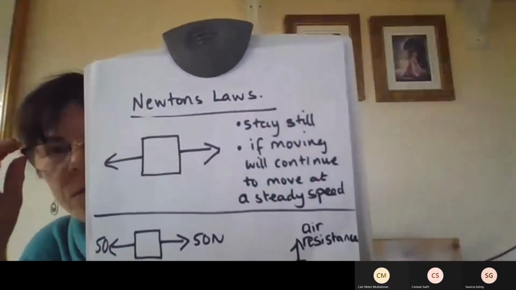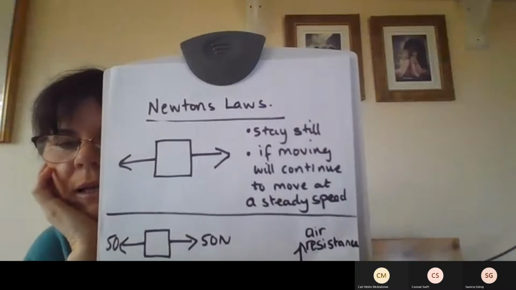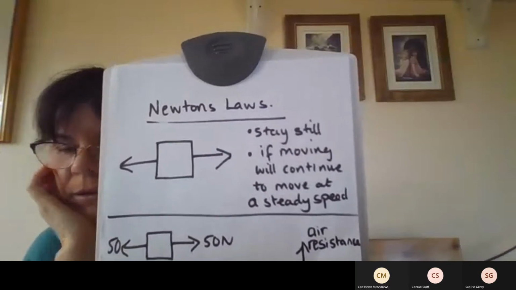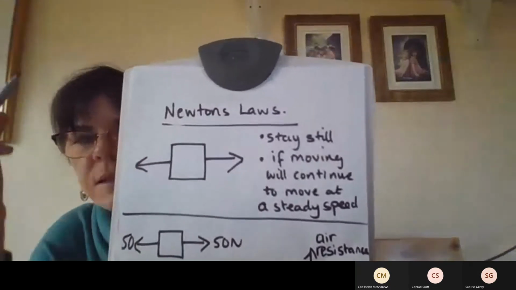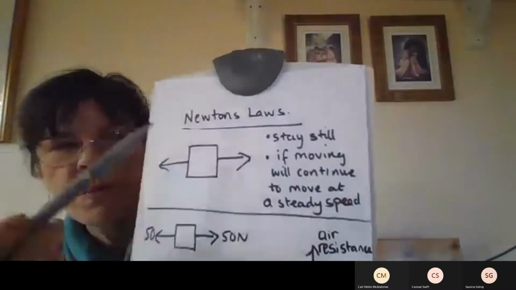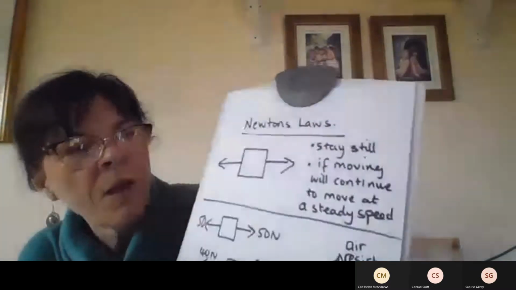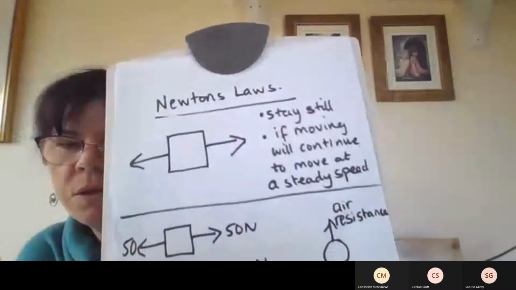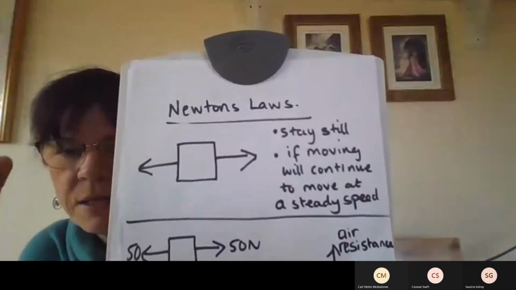Newton's laws. So Newton made up a law and said that if the forces are balanced, if the object is stationary, it will remain stationary. I've written here, as a bullet point, it will stay still. Or if it's moving, it will continue to move at a steady speed.